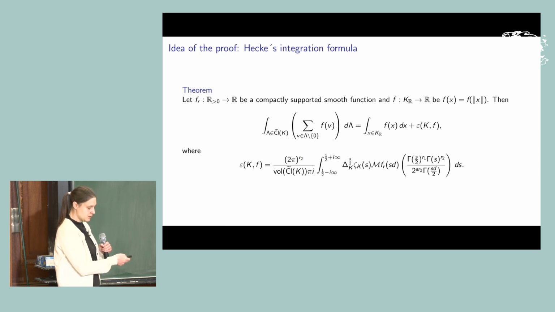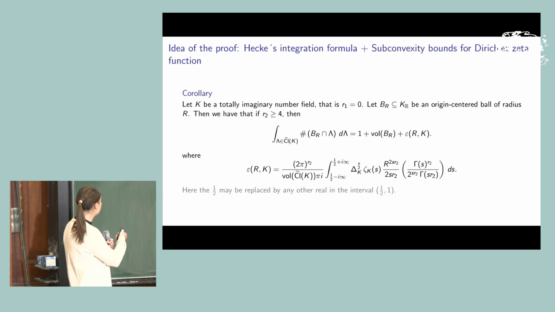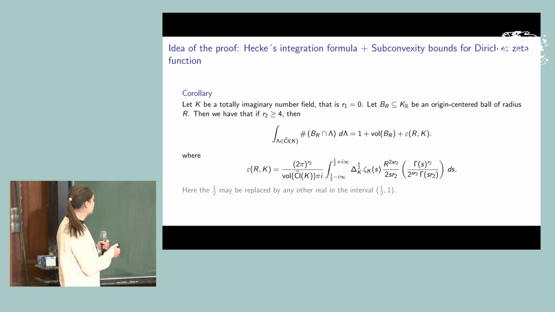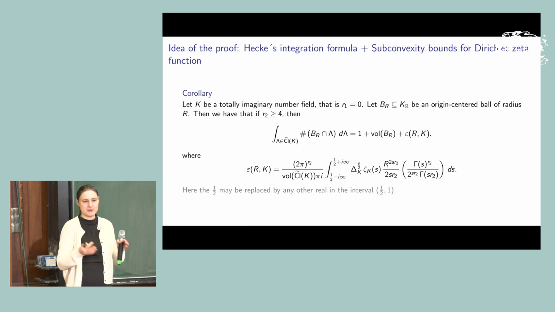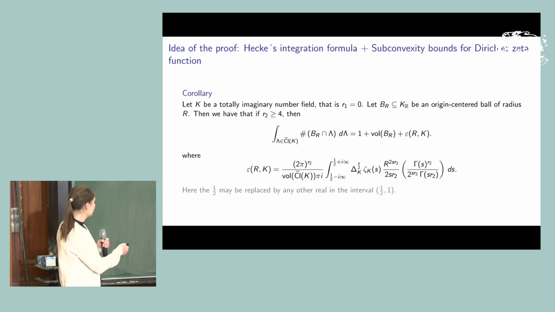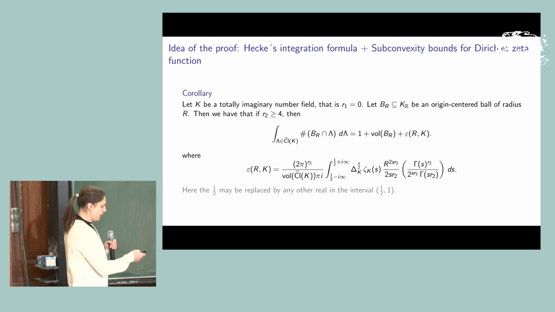And then after a little bit of work, we can also obtain an analog of this for the indicator function of a ball. Here there are some technical conditions that our number field should not be too small, so its dimension should be at least 8, which again means that all the examples that we could have are not very photogenic and would not fit on slides nicely. So here we have this explicit form of an error term, and the last step is to estimate this error term.